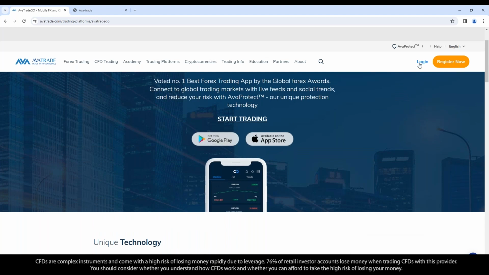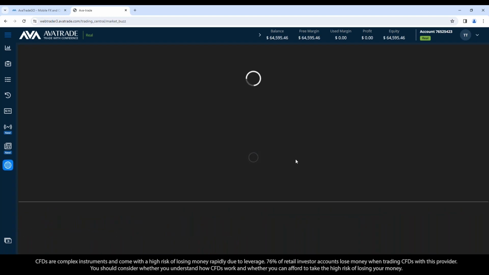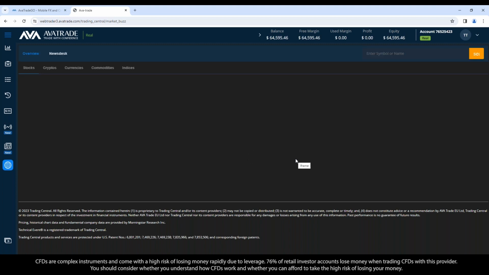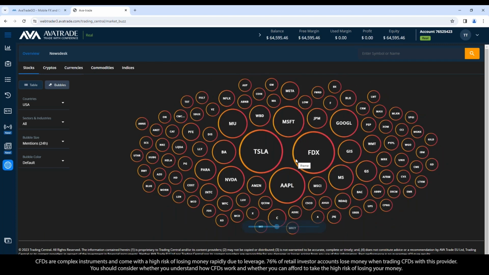So we can go ahead and log in at the upper right corner of the website, and we'll be in the web trader. We can start either with the economic calendar or maybe the Market Buzz feature. Let's take a look at the Market Buzz feature. Basically, you first choose which instrument you're interested in trading, and then it gives you a breakdown of not just the technical analysis, but also the fundamental news that's coming in surrounding that.